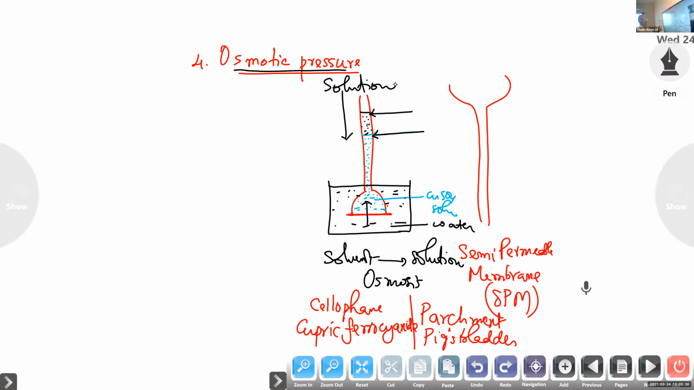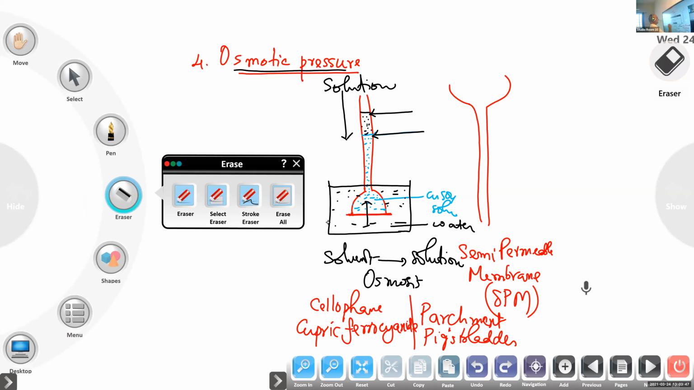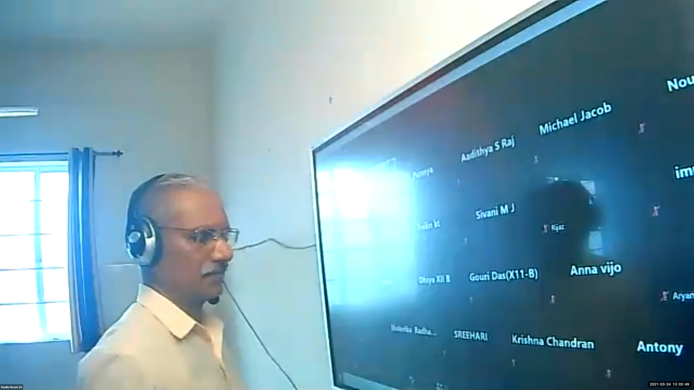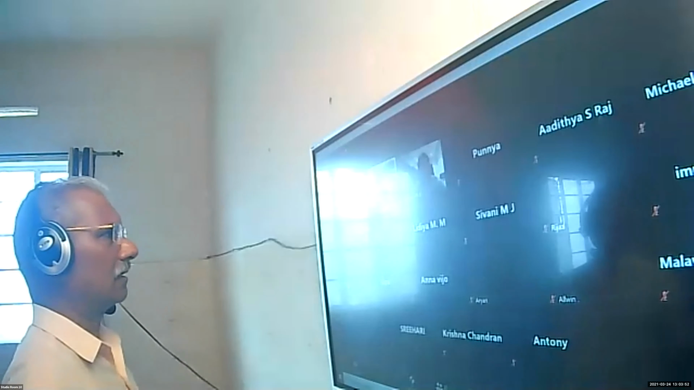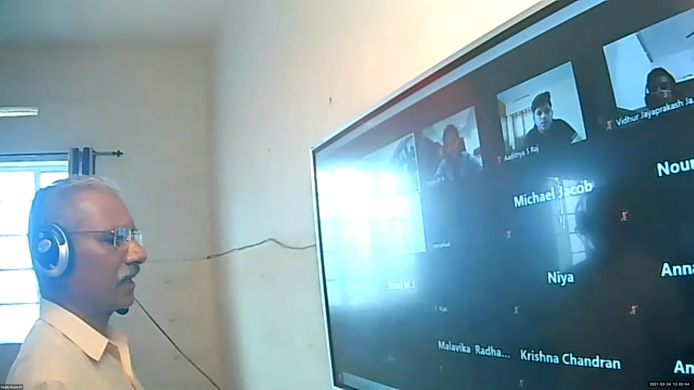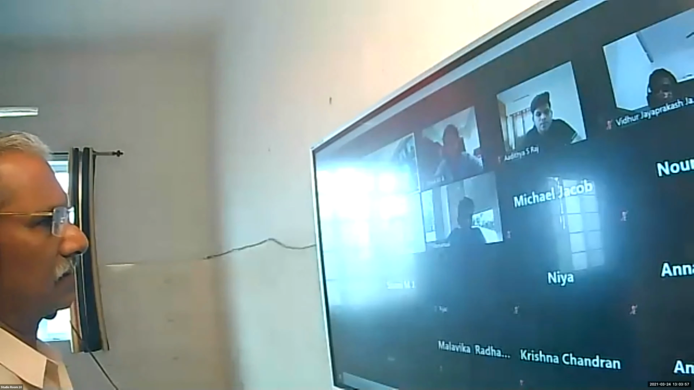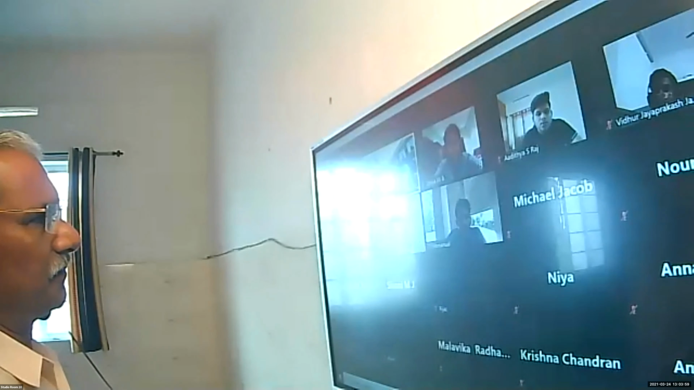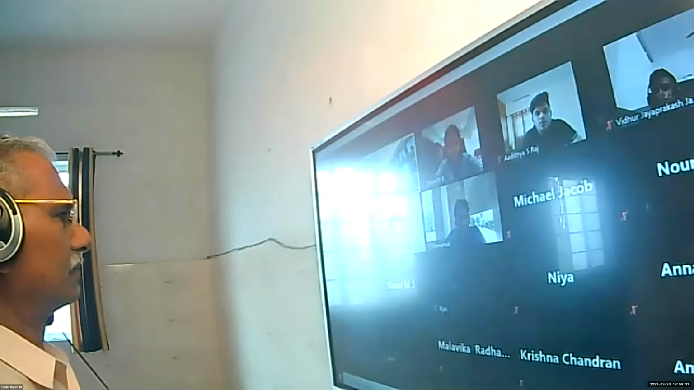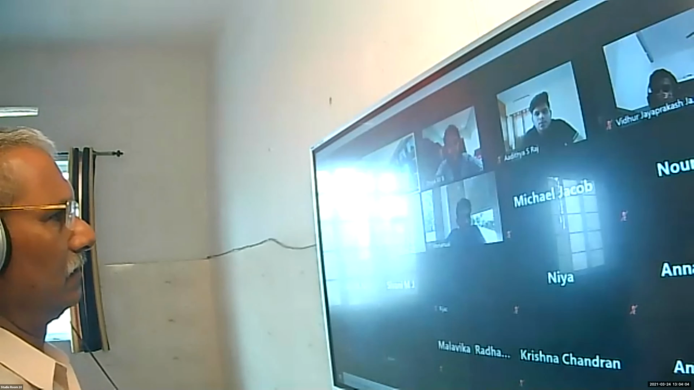So we have seen three terms here. Before winding up, let me just recollect them. One is the semi-permeable membrane. What is meant by a semi-permeable membrane? A membrane which allows the passage of only solvent molecules. That is a semi-permeable membrane.